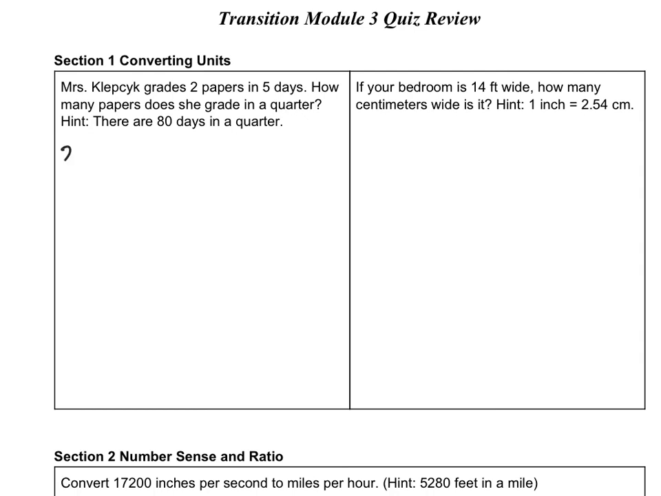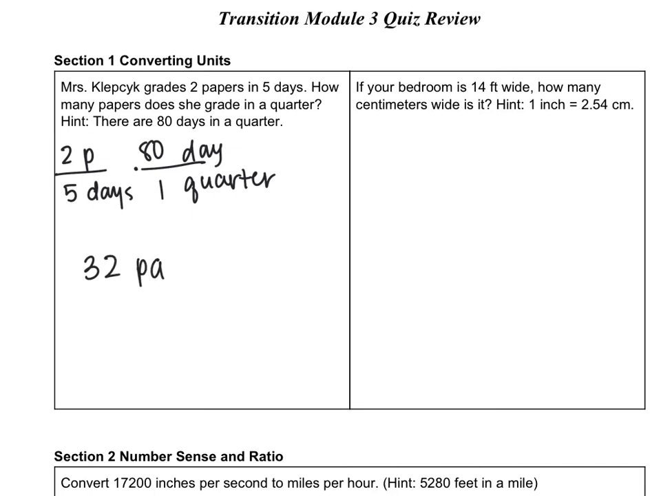So we currently have 2 papers in 5 days. And we want to figure out how many papers are in a quarter. And we know that there are 80 days in 1 quarter. So we multiply across 2 times 80, then we divide by 5, and we get 32 papers per quarter.